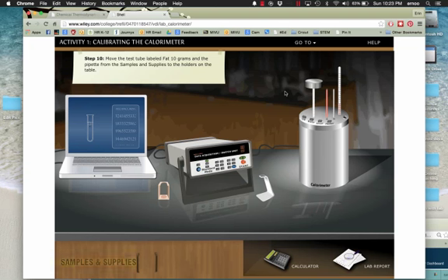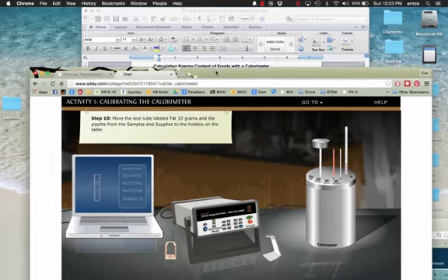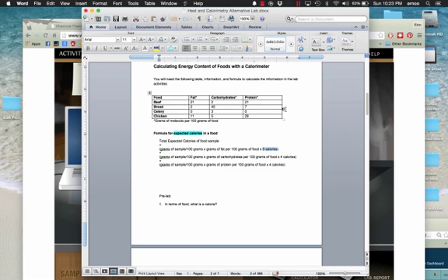Okay, discussing calorimetry, the virtual calorimetry lab. Okay, and the template here, you need to know that the normal expected calories per gram of fat is 9.